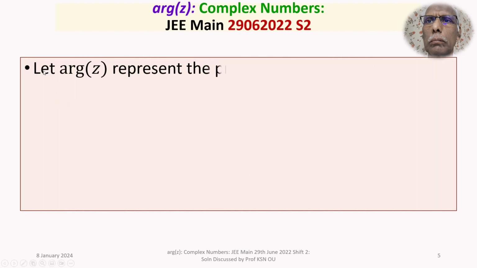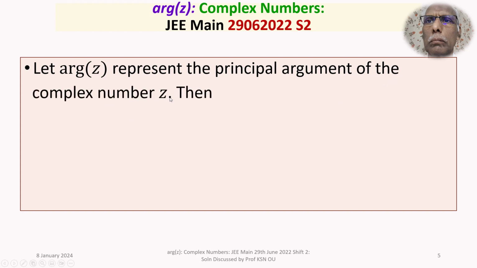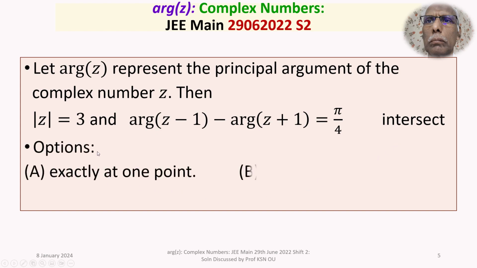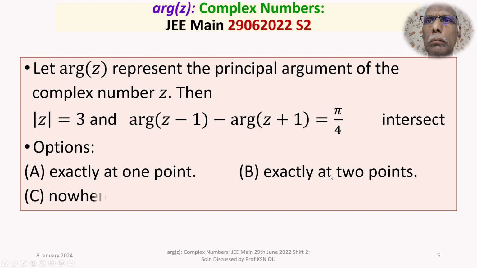The given question is, let argument of z represent the principal argument of the complex number z, then mod z is equal to 3 and the argument of z minus 1 minus argument of z plus 1 is equal to pi by 4 intersect. We are given four options. Option A, exactly at 1 point. Option B, exactly at 2 points. Option C, nowhere. Option D, at infinitely many points.